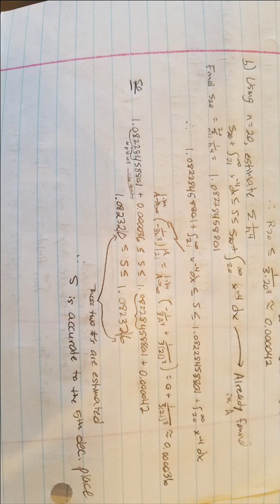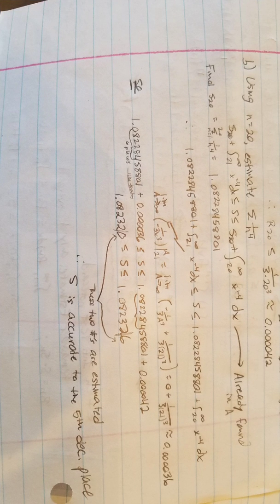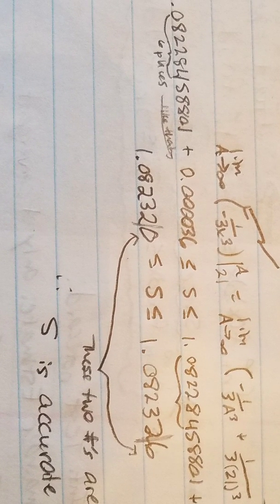And there you go. That is how you get an estimate and a remainder estimate, and how you can approximate a partial sum. Even if you can't find the actual sum, you can approximate by taking integrals, and you can get an answer that, as you can clearly see, is very close to the actual sum. So that is all I have for today.